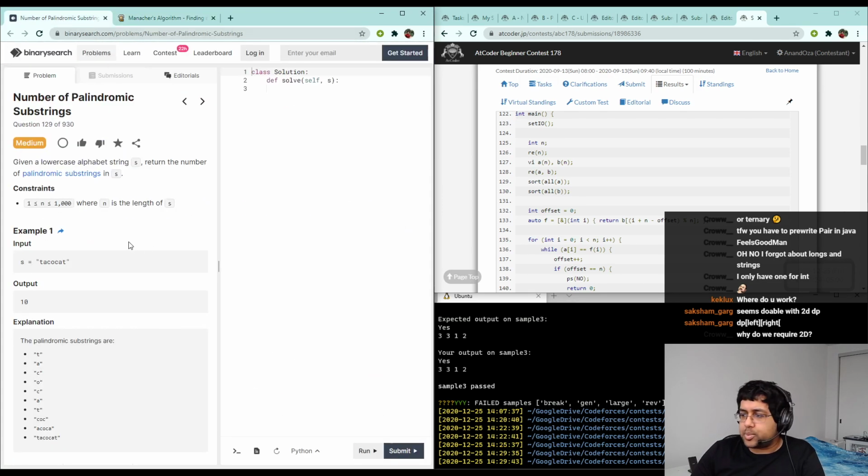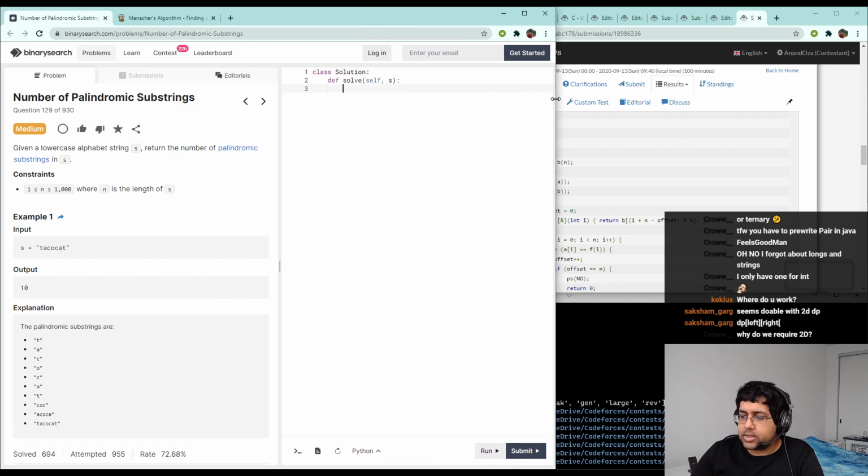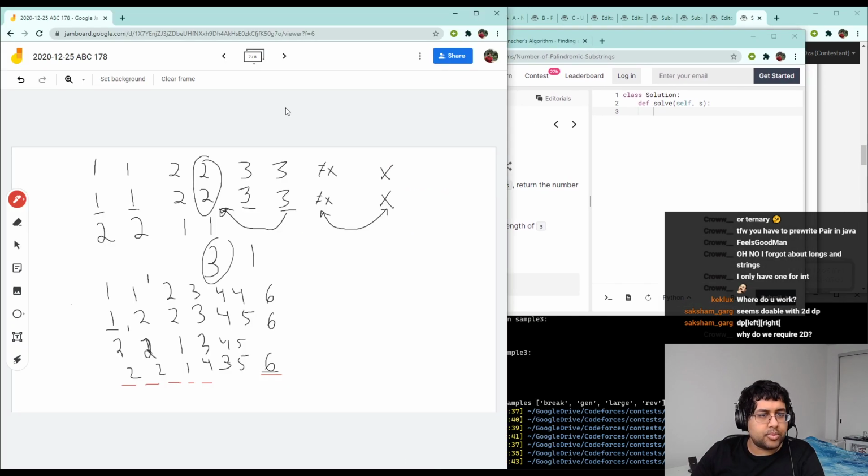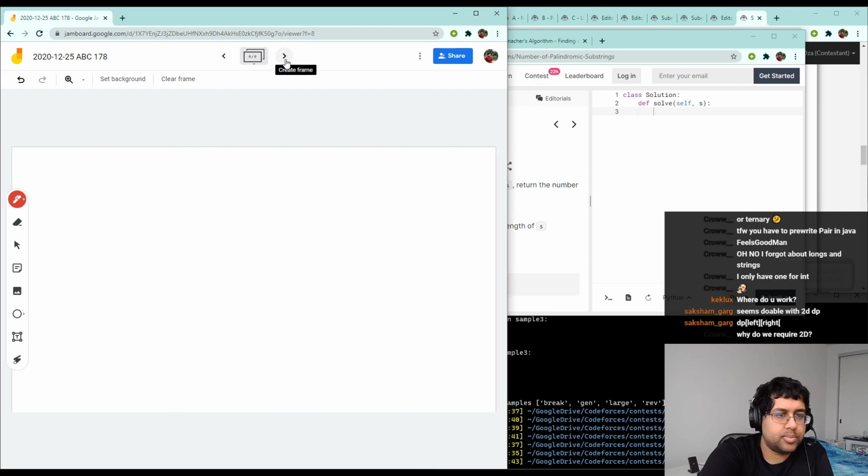Yeah, wait a second. So this problem, I think you don't even need to do a DP. Can't you just check all the palindromes in n squared? So the simplest way to do this problem, I'll just open a new slide, is like imagine you have some string like taco cat, like they described. So you can just try each element as the center of your palindrome and try to expand it outward as much as possible.